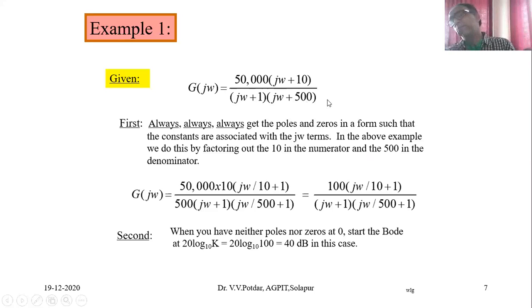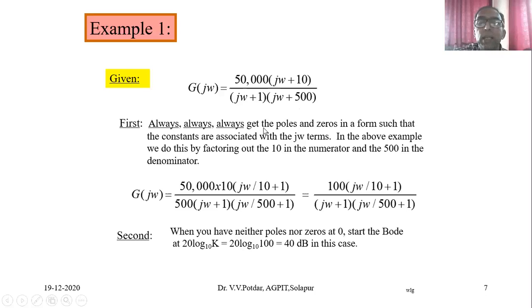So the first step is put s = jω. If I am doing frequency response analysis and I need to draw, the question asks to obtain the Bode magnitude plot and Bode phase angle plot. So substitute s = jω, so it becomes G(jω) = 50,000(jω + 10)/((jω + 1)(jω + 500)). What is the first step?